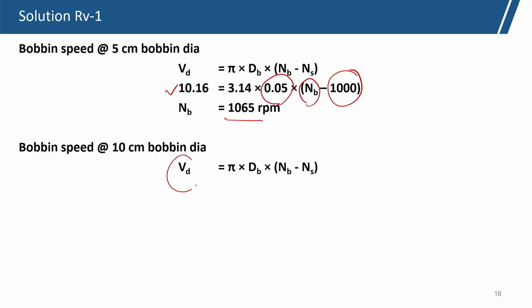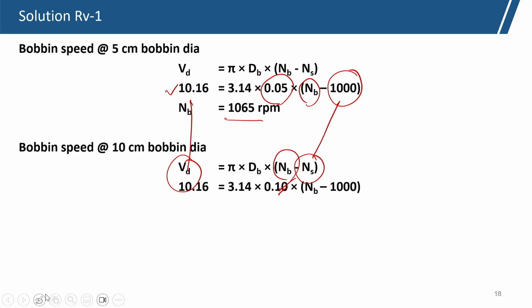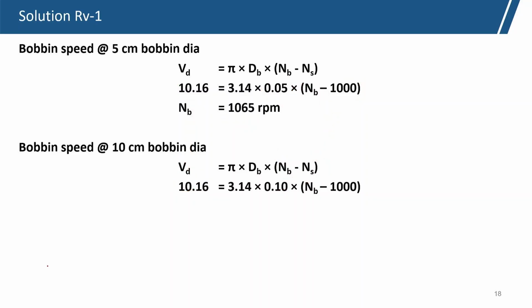Okay. Now, for 10 centimeter diameter, delivery speed will remain the same, and Ns will be there. Delivery speed is the same, the only thing we have to calculate is Nb for 10 centimeter diameter. So, Nb for 10 centimeter diameter is becoming 1032.35 rpm. So, now we know the initial bobbin speed and the speed at 10 centimeter diameter.